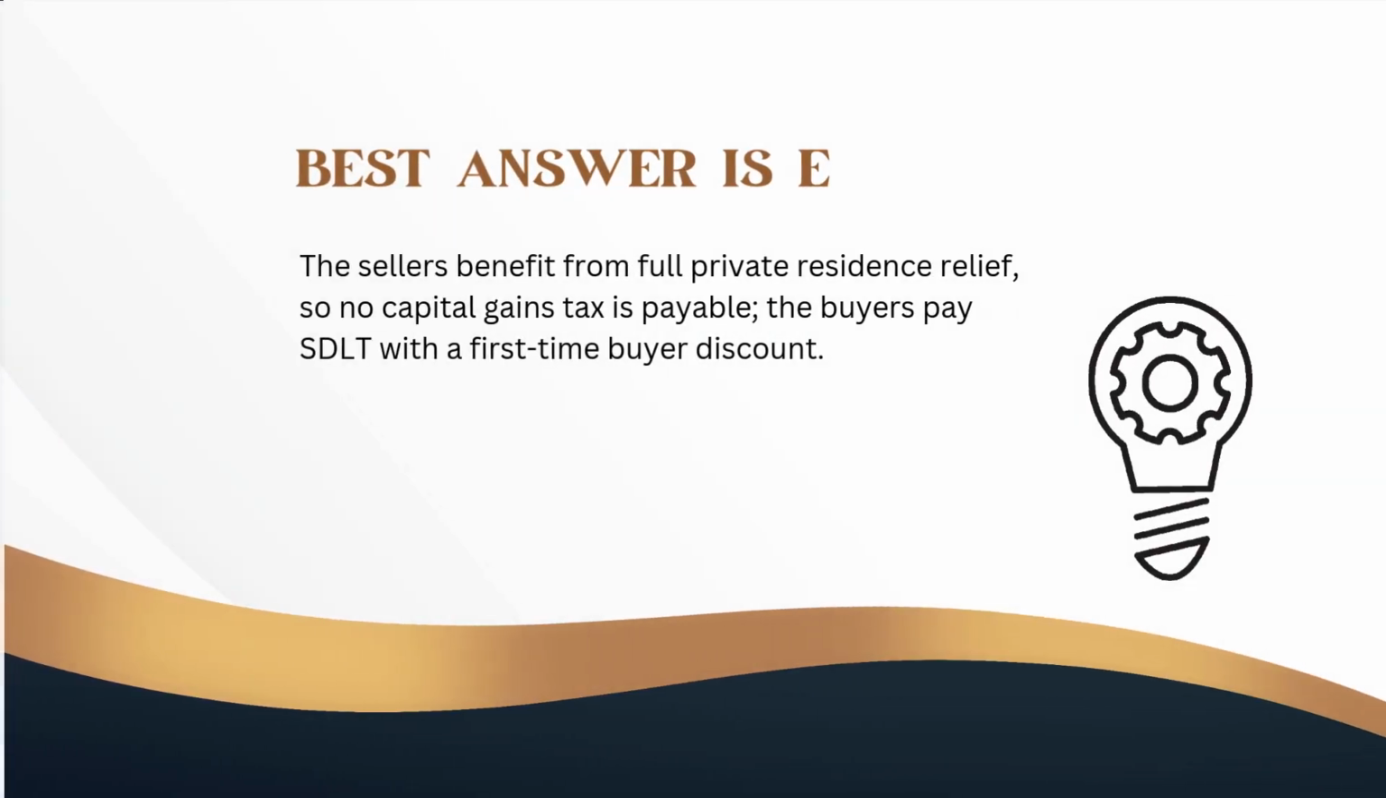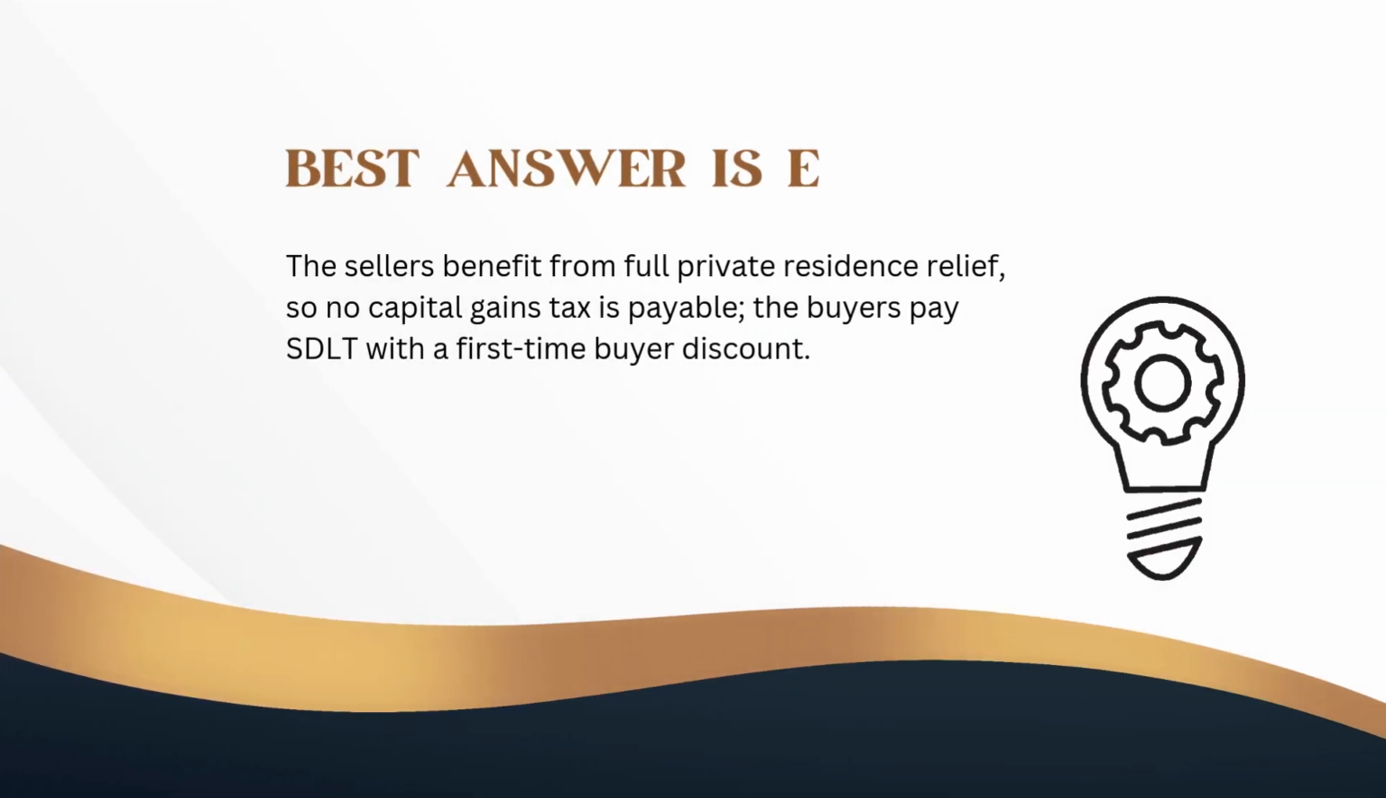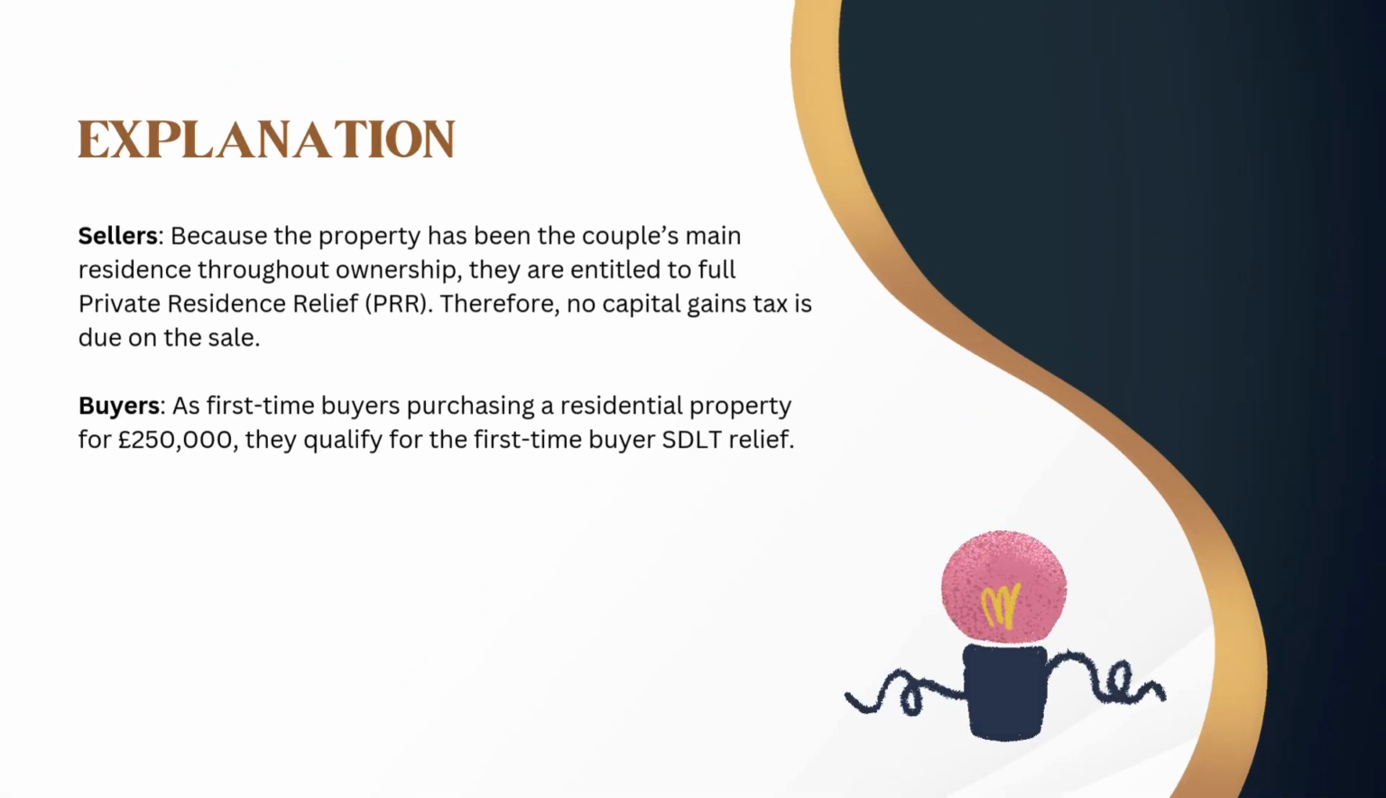The best answer is E. The sellers benefit from full private residence relief, so no capital gains tax is payable. The buyers pay SDLT with a first-time buyer discount. In respect of the sellers, because the property has been the couple's main residence throughout ownership, they are entitled to full private residence relief, PRR. Therefore, no capital gains tax is due on the sale. In respect of the buyers, as first-time buyers purchasing a residential property for £250,000, they qualify for the first-time buyer SDLT relief.